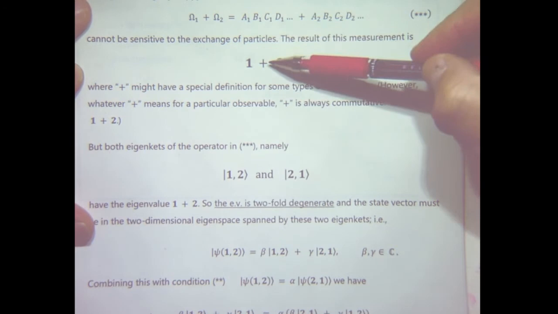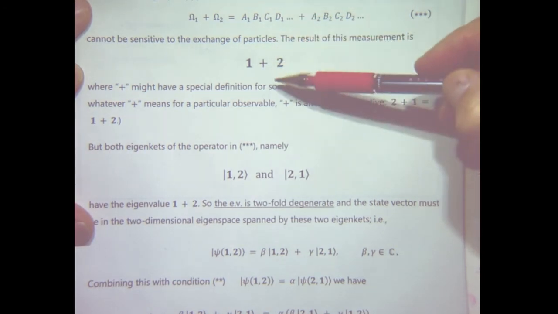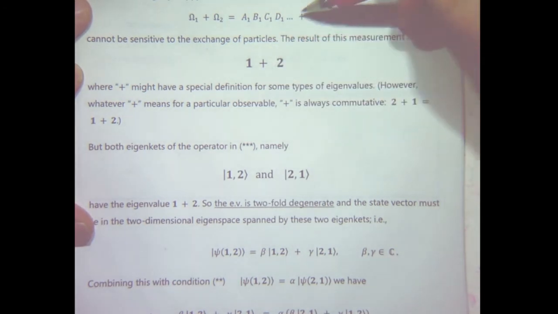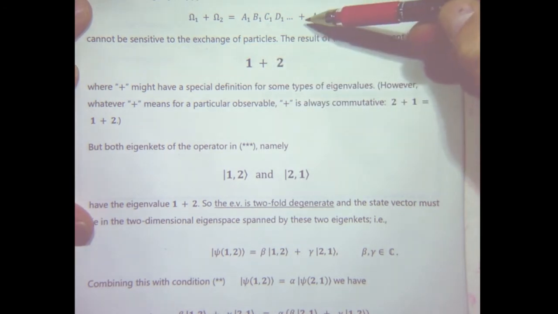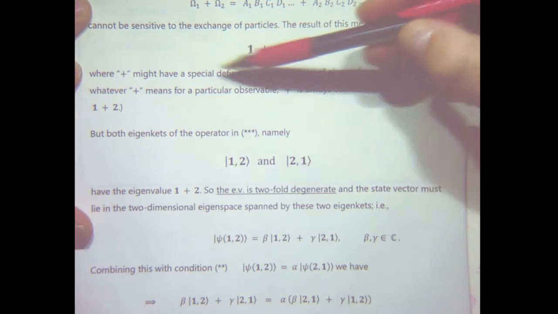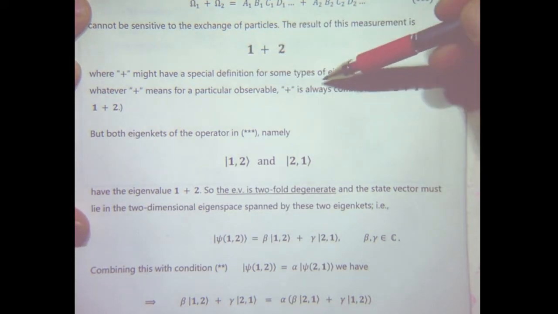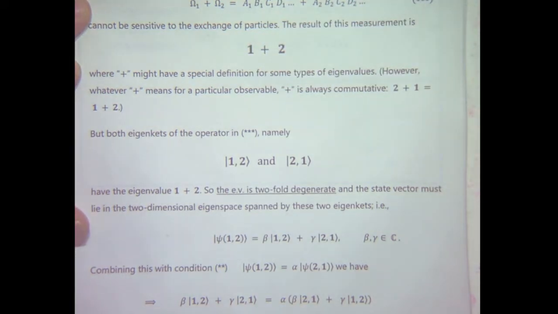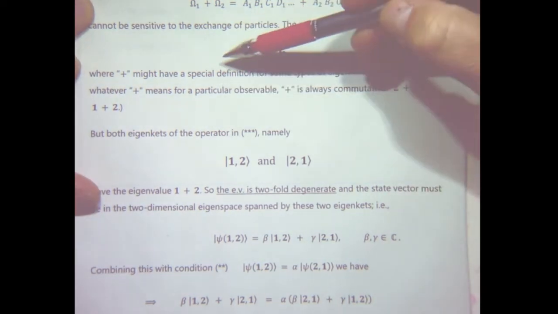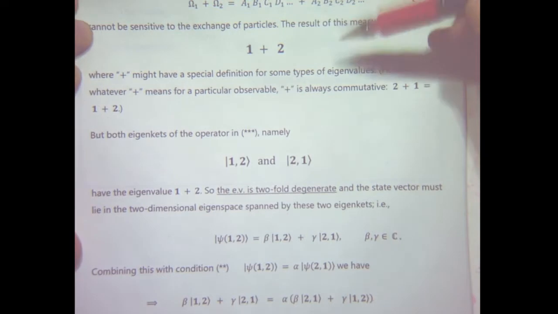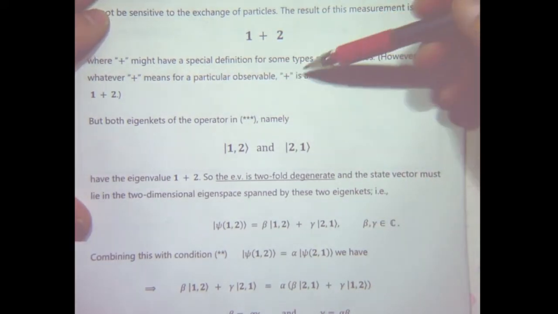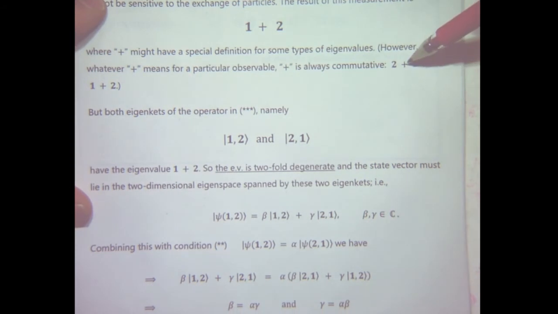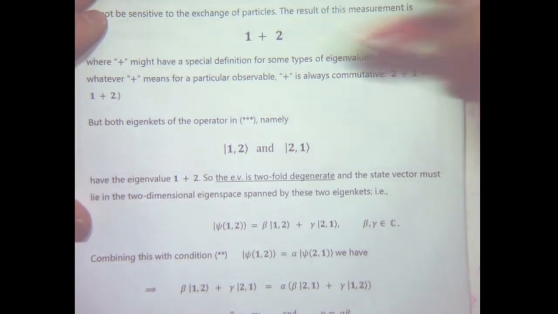Now this plus is for eigenvalues. Even for operators, plus might have a special definition. It could be addition of angular momentum, as we'll see next semester. So plus might have a special definition, but whatever plus means for a particular observable, plus is always commutative. So the result 1 plus 2 equals 2 plus 1.